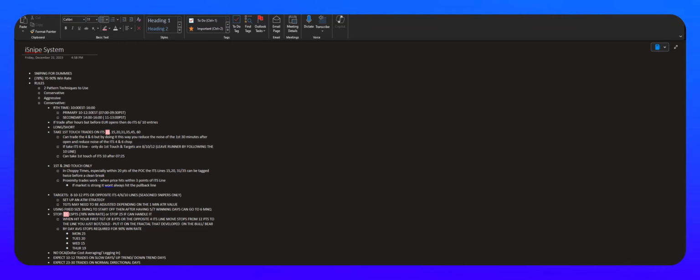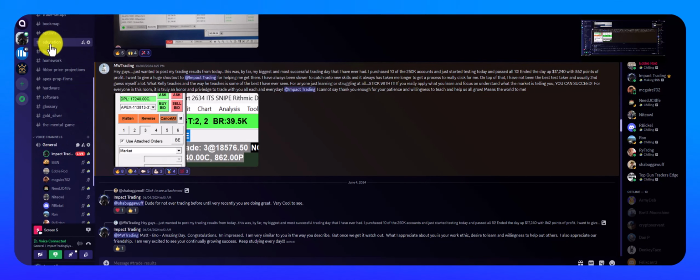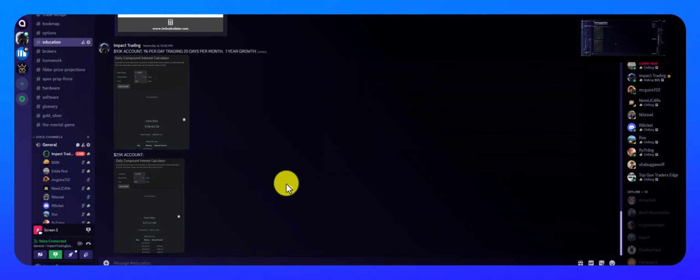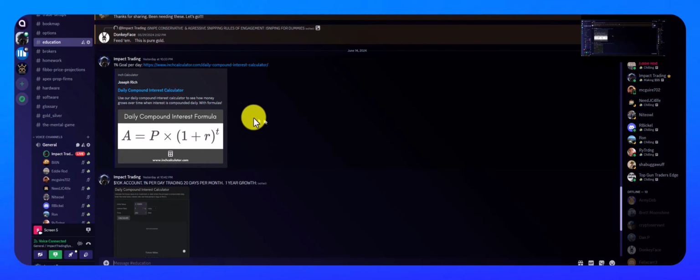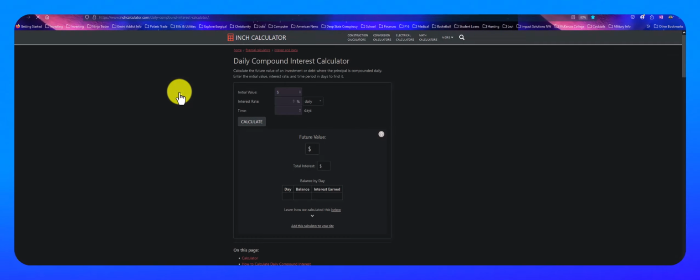Now, I don't know if you guys have seen this kind of calculator, but I put this in here last night. If you go into the education room, I put a link to a daily compound interest calculator. And so just for a point of reference, if you were to put in here $10,000 as your starting value, now you may not be able to see that, so let me actually click on this so you can actually see what it looks like. Everybody see that right there?